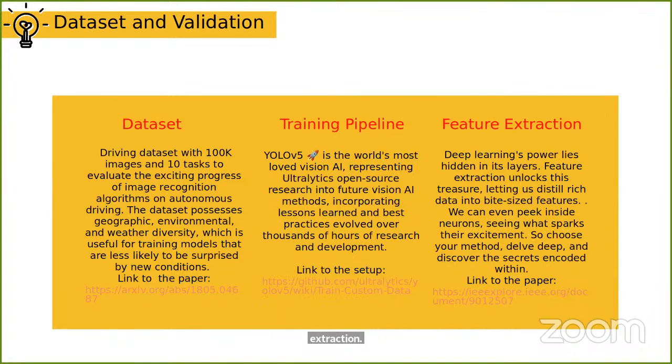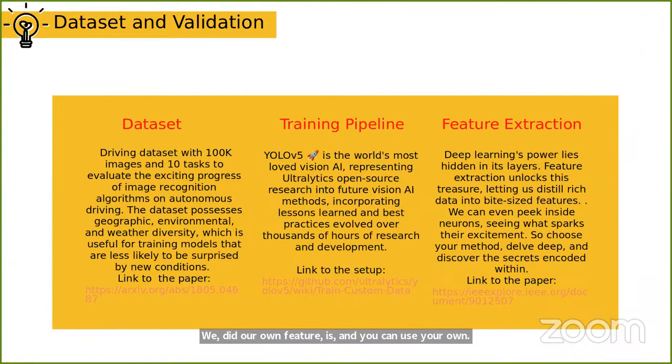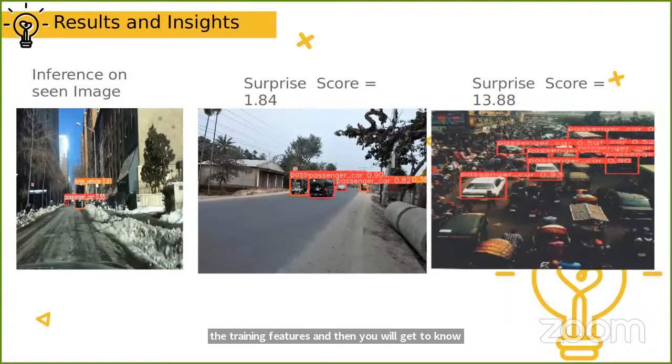You can use your own custom feature extraction techniques to extract the features from the train as well as test images. Then what you will do is take the distance between the test features and the training features, and then you will get some score that you will treat as a surprise score. Okay, so for example, what I'm showing here is one of the images on which the model was trained. And you can see these are some European conditions that are present in the Berkeley dataset.